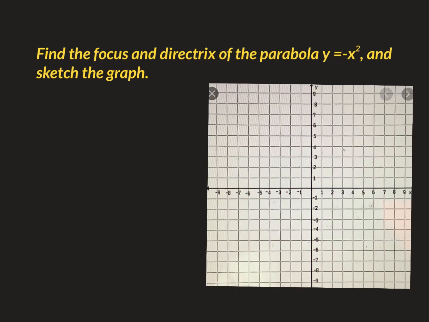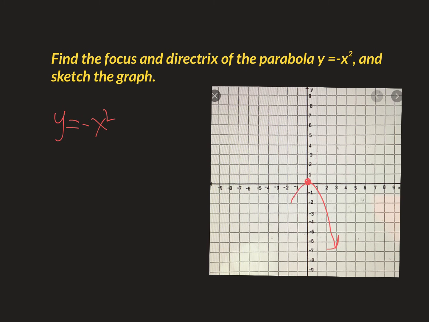Like this one says, find the focus and directrix of the parabola y equals negative x squared and sketch its graph. Okay, first of all, y equals negative x squared. Because it's negative, the parabola is definitely going down, just like that. And also, there's the negative 1 now. Because the square is on the x, I need the 4p on the other side. So I'm going to divide both sides by negative 1, and I get this.